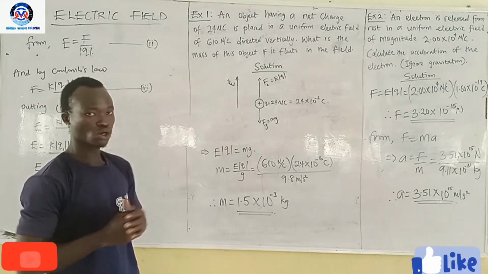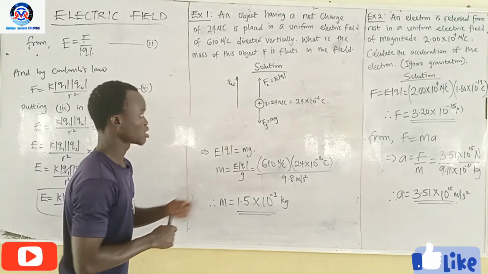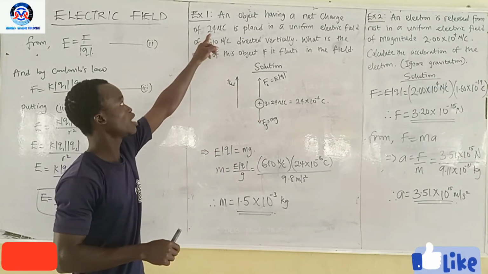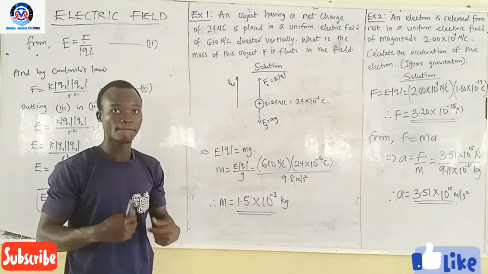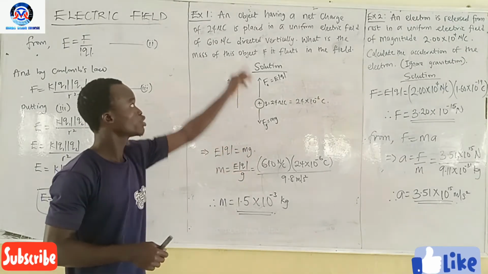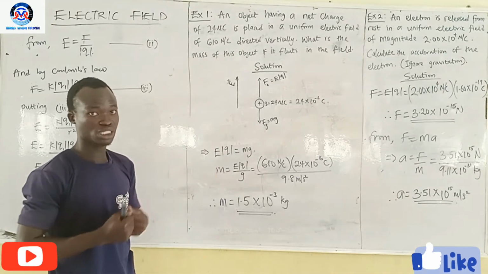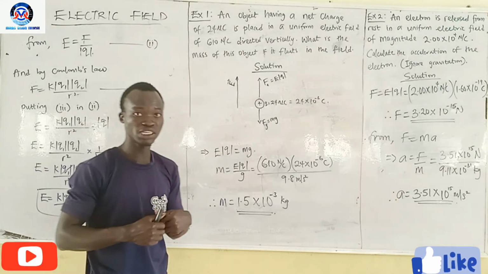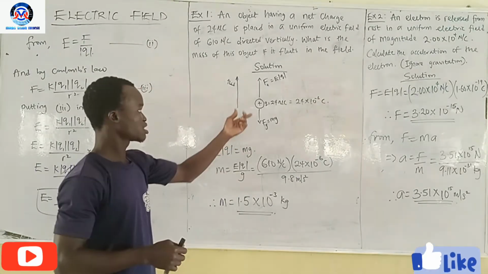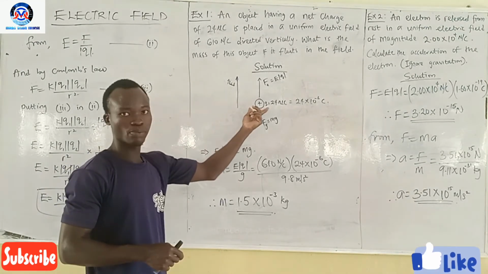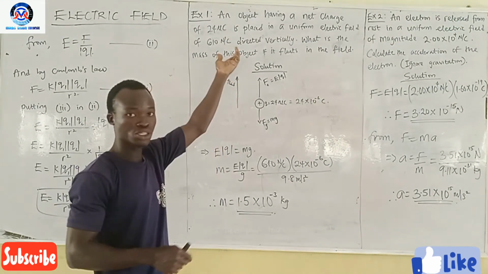Now let's take a picture of what the question is all about. This is the charged body, having a charge of 24 microcoulomb. Don't forget that it is positive, so it means the charged body is a positive charge. The direction of the electric field in which the body is placed is vertical.